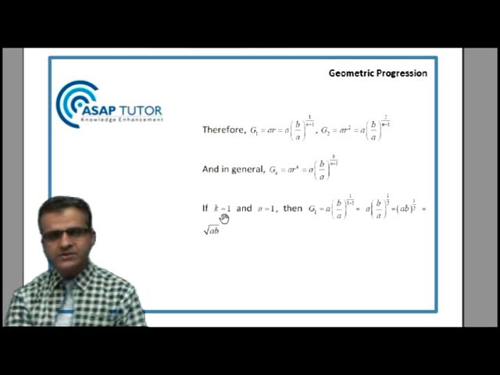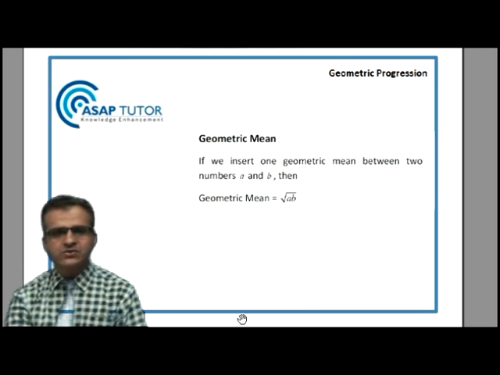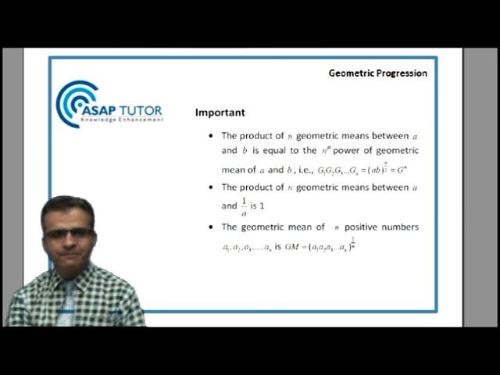Now if we put k is equal to 1 and n is equal to 1, then we get G1 is equal to a into (b by a) raised to the power 1 over 1 minus 1 plus 1. So this will be equal to a times (b by a) raised to the power 1 by 2, and solving it we get (ab) raised to the power 1 by 2, which is equal to square root of ab. This square root of ab is called the geometric mean between the two numbers a and b. Geometric mean of two numbers a and b is equal to square root of ab.